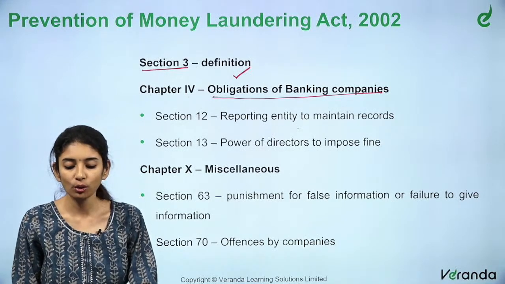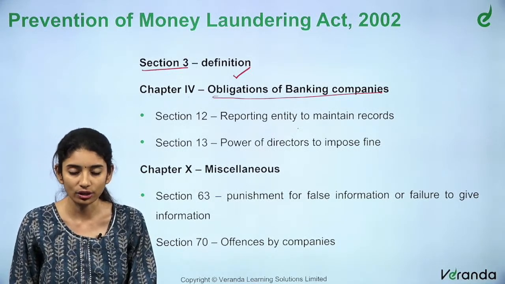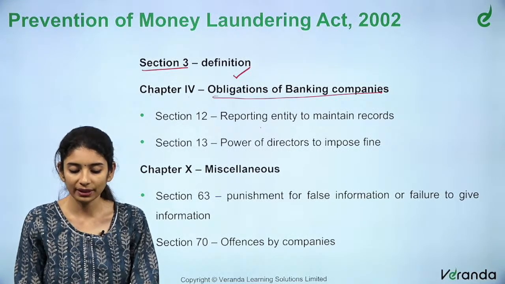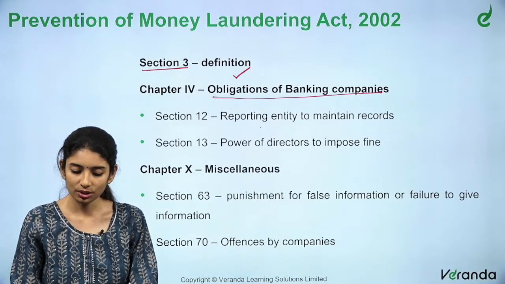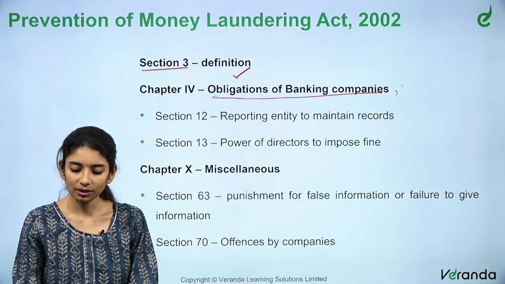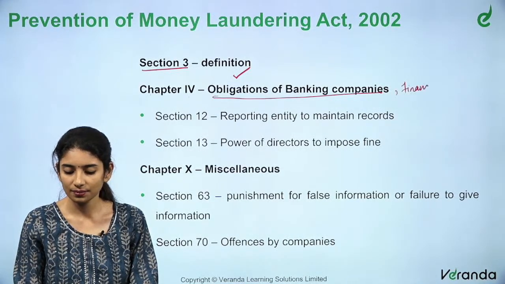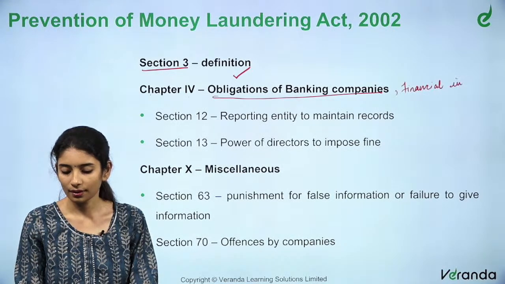Section 12 says reporting entity to maintain records. What are the records that need to be maintained by the reporting entity? Now these are obligations of banking companies or other financial institutions or intermediaries.